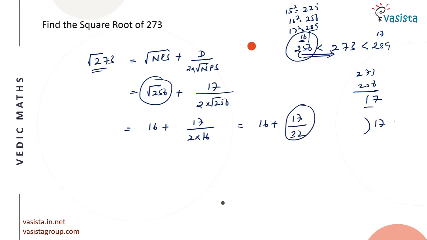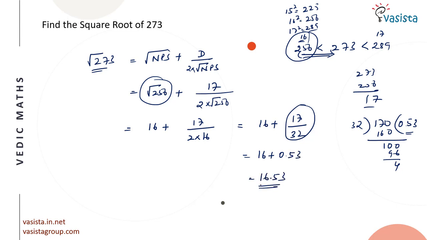So 17 divided by 32, right? Take a 0 here. 32, 35 is a, so 5 2 is a 10, 5 3 is a 15, that is 16, right? So 10 remainder. Again take 0, 33: 3 2 is a 6, 3 3 is a 9, 4. You can stop here, which is going to be 16 plus 0.53, which is going to be 16.53.